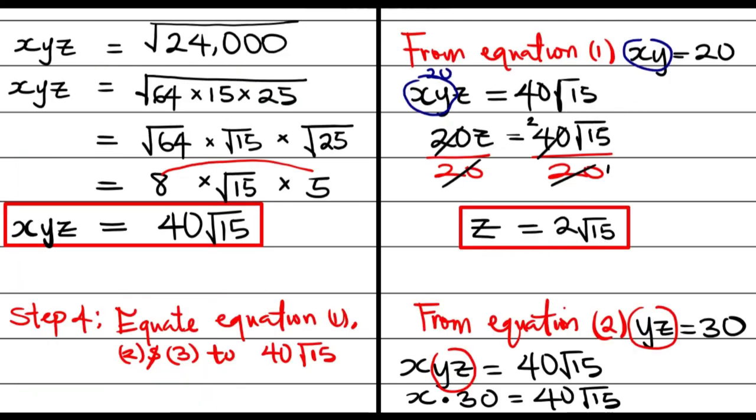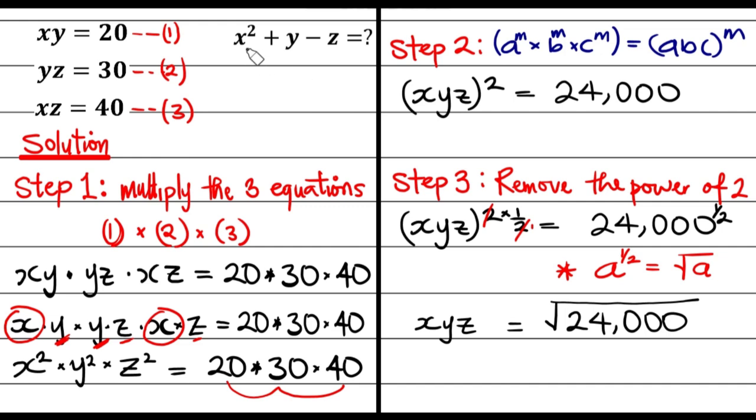But don't forget what the question says. Actually, the question says I'm going to find x squared. That is, wherever the value of x, I'm going to square that, plus wherever the value of y. Then I'm going to subtract z from that. So whatever I get is going to be my final answer. I haven't gotten the final answer, so I'm going to go ahead and do that.